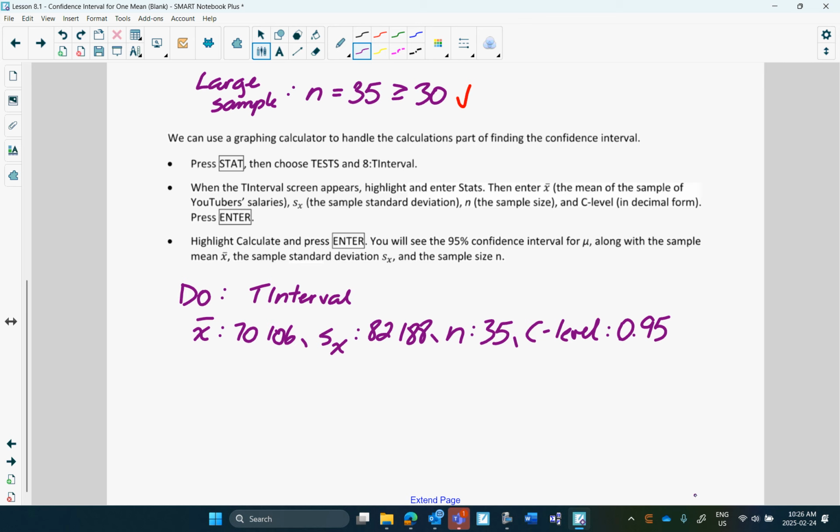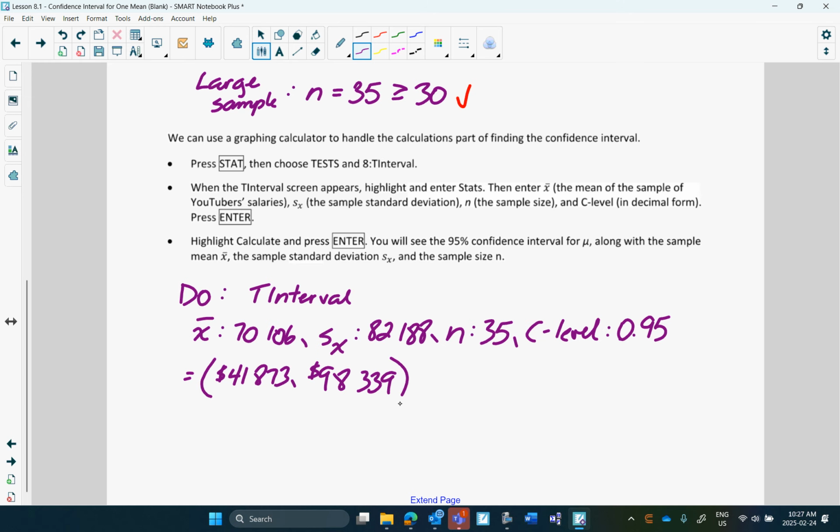And you see we get it to the nearest dollar. So we get $41,873 to $98,339. And then, of course, the conclusion would be the same. So it was pretty close to what we did when we did it longhand. What did we get there? 41,904 or 905 if we rounded it, to 98,307. Okay, just because of rounding, that's why it's not going to be identical.